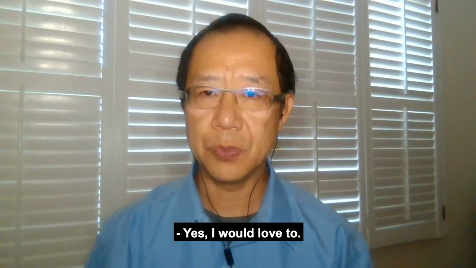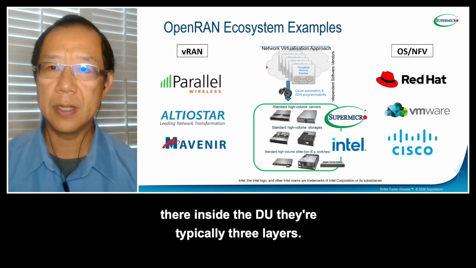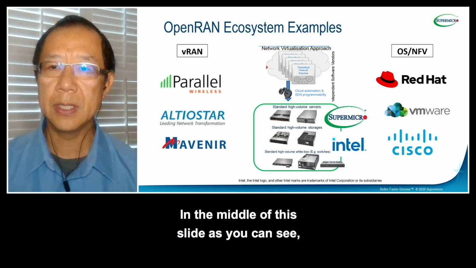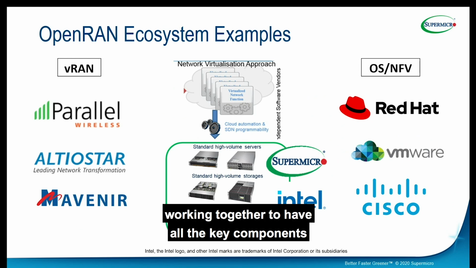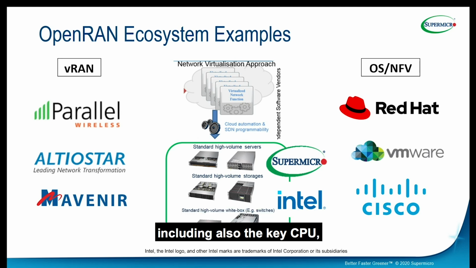Yes, I'd love to. As I mentioned earlier in the last slide, inside the DU there are typically 3 layers. For the ecosystem, we map exactly onto them. In the middle of this slide, as you can see, Intel and Supermicro work together to provide all the key components necessary for the DU from the hardware point of view, including the key CPU, FEC acceleration, and time sync card. On top of that layer is the NFVI layer, or operating system layer.